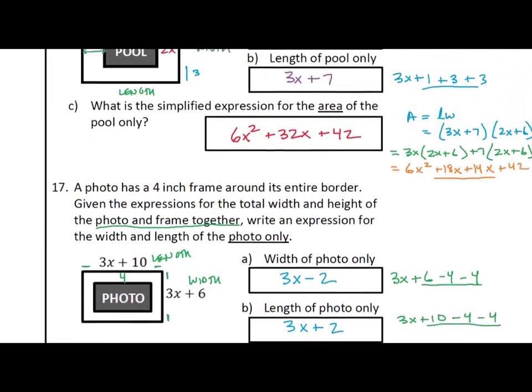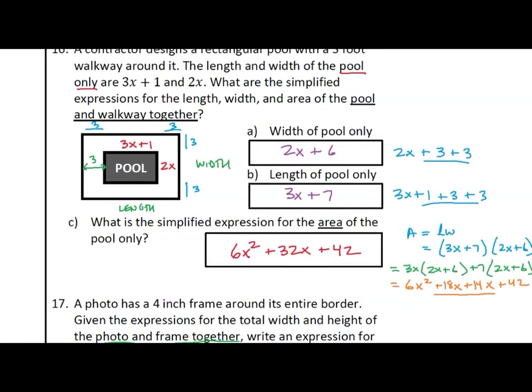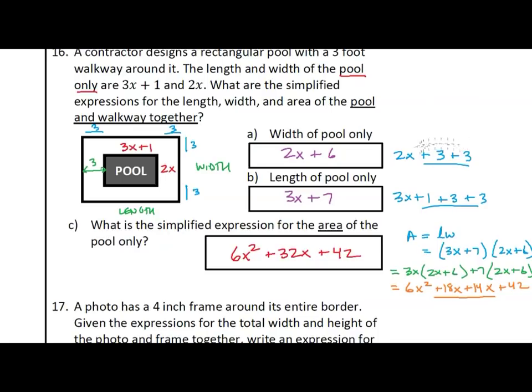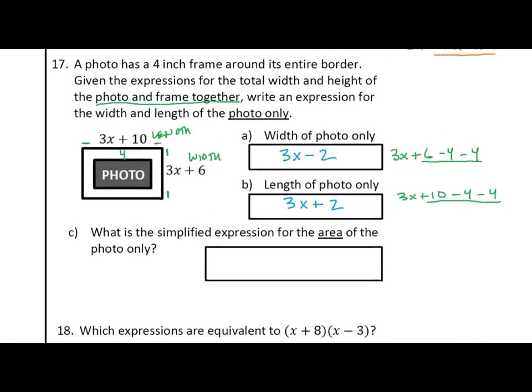Notice in our first question, number 16, we were given the dimensions of the pool and asked to find the dimensions of the pool and the walkway. So we added the width of the walkway. In this case, we were given the dimensions of the whole thing and asked to just find the dimensions of the photo. That means we subtract the width of the frame. And now what's the simplified expression for the area of the photo only?